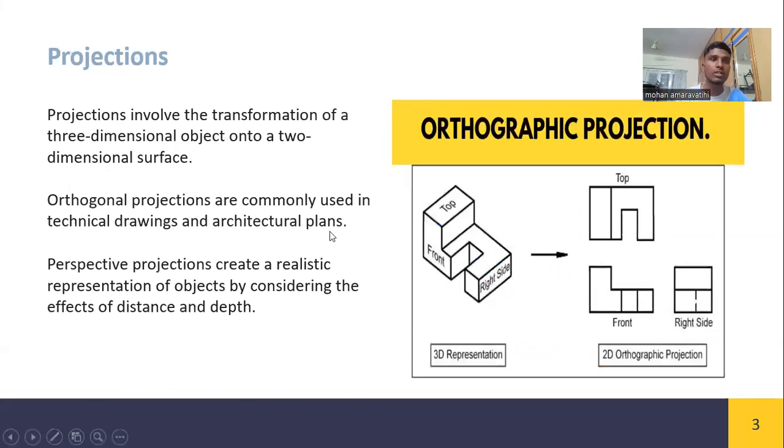Next is projections. Projections involve the transformation of a three-dimensional object onto a one or two-dimensional surface, like 3D representation or 2D orthogonal projections. Perspective projections create a realistic representation of objects by considering the effects of distance and depth. Orthogonal projections are commonly used in technical drawings and architecture plans.